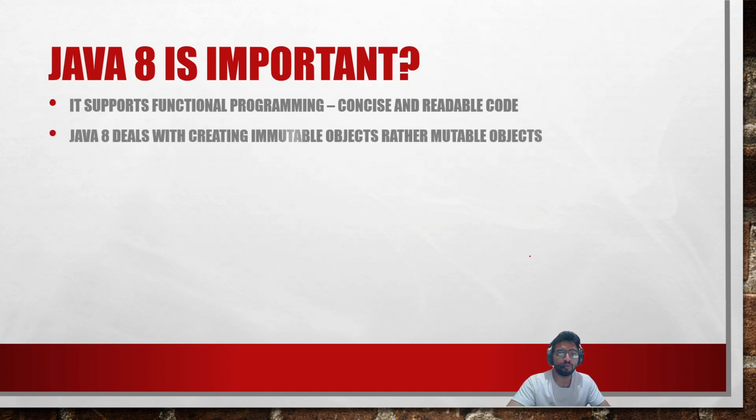So Java 8 mostly works on creating immutable objects rather than mutable objects, because mutable objects cause problems in your project, and immutable objects can easily be transferred from one place to another in your application without getting changed. Next point we have here is Java 8 uses methods as first class citizens. So what is the meaning of that? That you can use methods like variables, and you can pass them around as method arguments also.